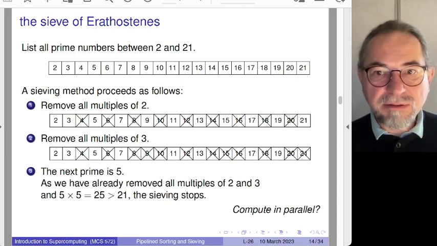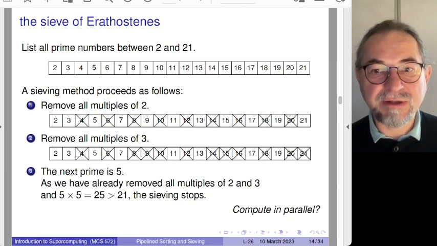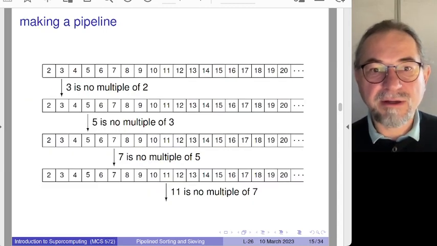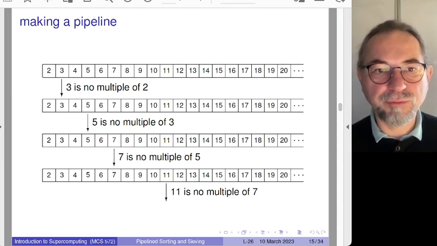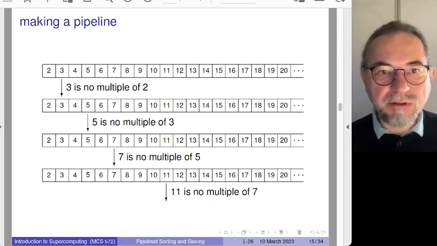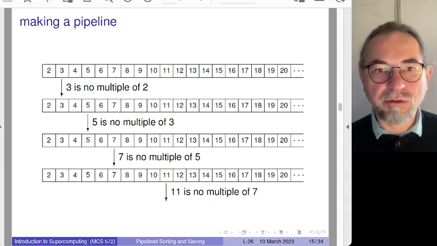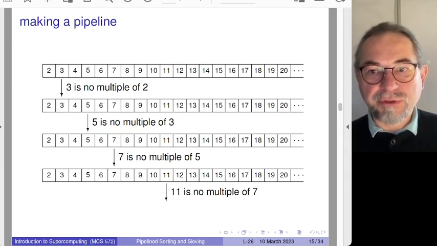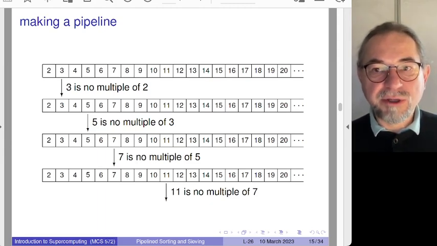Can this be done in parallel? Yes, it can. It's an example of pipelining, what is called a type 2. So the array is passed through, and we will erase the numbers. So the first processor will erase all the numbers that are multiples of 2. The second processor will erase all numbers that are multiples of 3.